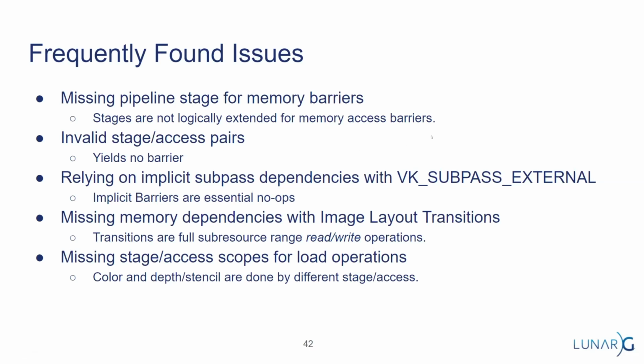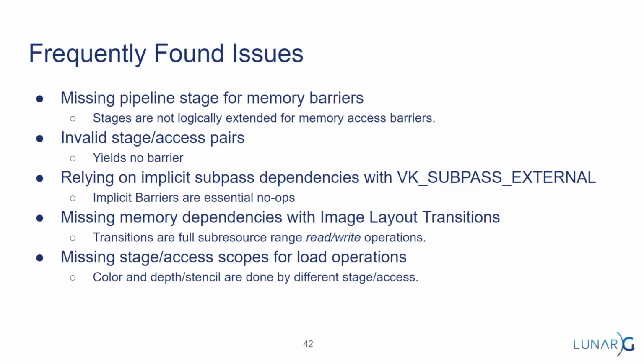So here are the frequently found issues. The missing pipeline stages for memory barriers. This is really common, because pipeline stages are logically extended for synchronization, but not access. You'll get people that assume, oh, I set a fragment shader stage in the source stage mask, and that means I've covered shader access, I've covered the vertex shader access. Well, I haven't, because you have to specifically call out each stage and each access you want a memory dependency on.